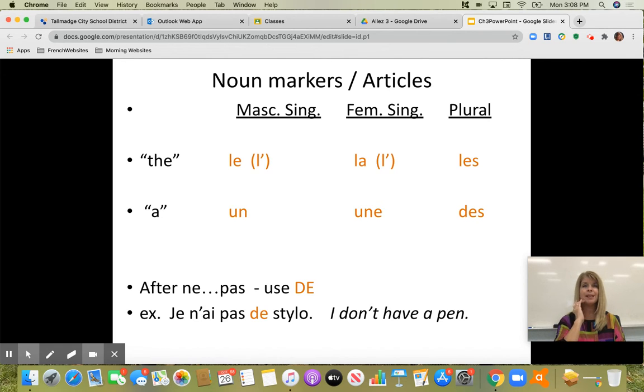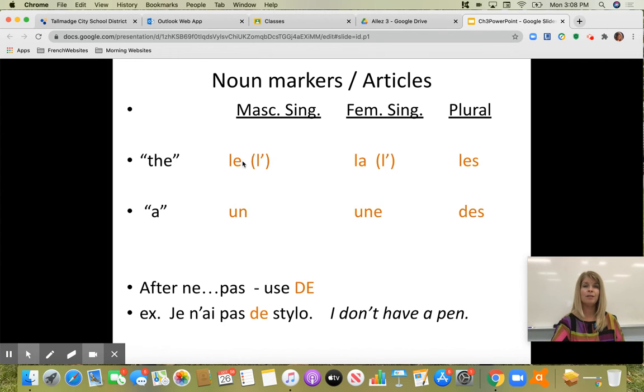If you're not talking about a specific one, you just are saying to your mom, hey, I need a folder for math class. Not a specific one, you just need a folder. You would say un cahier, if it's masculine singular. Maybe you need a 3-ring binder, un classeur. Or maybe you need some pieces of paper, des feuilles de papier. So the, a, some. That's the difference, and we need to understand those.